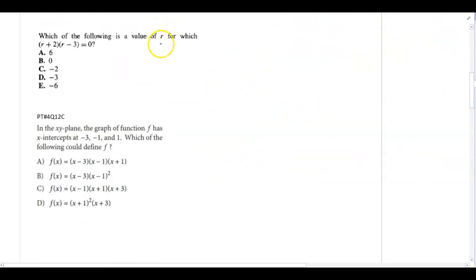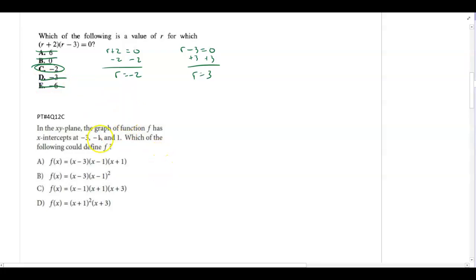Which of the following is a value of r for which r plus 2 times r minus 3 is equal to 0? It's basically what are the two zeros of the function. So if I take r plus 2, set it equal to 0, r minus 3, set it equal to 0, and I subtract 2, r equals negative 2, add 3, r equals 3. 6 is not a zero. Negative 2 is, right? And I'll check the other ones. Negative 3 is not. Negative 6 is not. So negative 2 is the only zero as an answer choice.